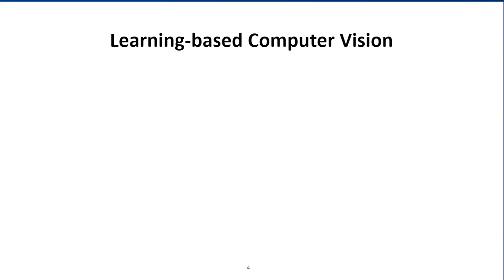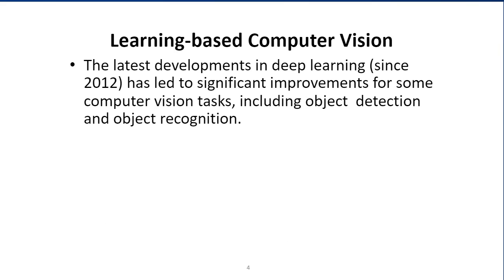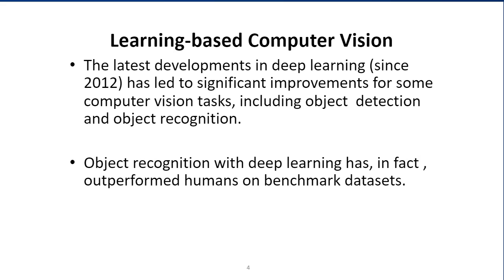As a result, since 2012, the development in deep learning has led to dramatic improvement in computer vision performance, in particular for certain computer vision tasks, such as object detection and object recognition. And in fact, object recognition using deep learning models has outperformed human performance on some very large benchmark datasets.